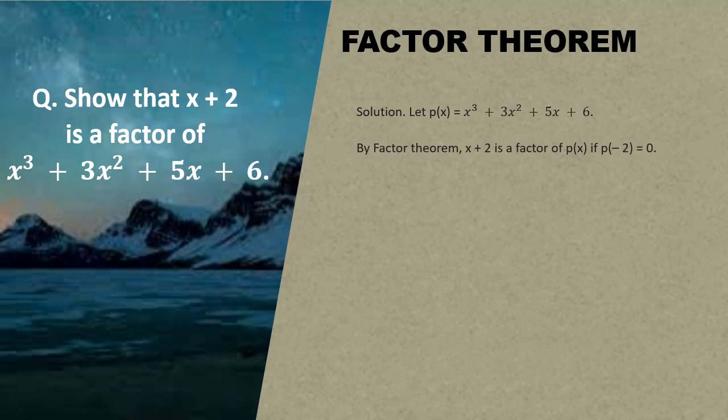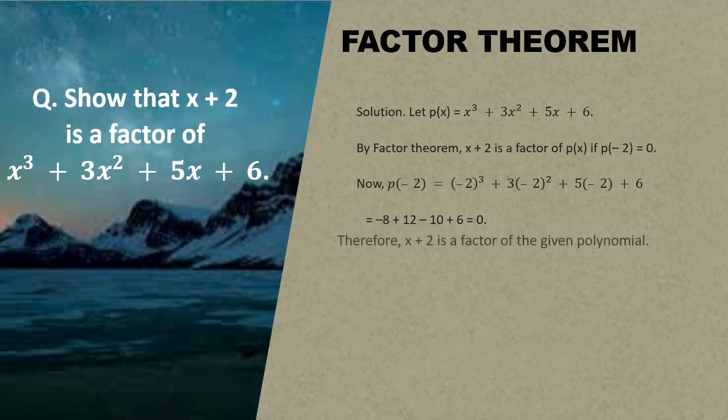When we put x equal to minus 2 in p of x, we get p of minus 2 equal to minus 2 whole cube plus 3 into minus 2 whole square plus 5 into minus 2 plus 6. Normally calculate करते हैं तो फर्स्ट टर्म minus 2 का होल क्यूब दैट इज minus 8 आ जाएगा, 2 का स्क्वायर 4, 4 3 12 दैट इज plus 12 minus 10 plus 6. सिंप्लीफिकेशन करोगे देन वी गेट 0. Hence, using this, we say that x plus 2 is a factor of the given p of x.